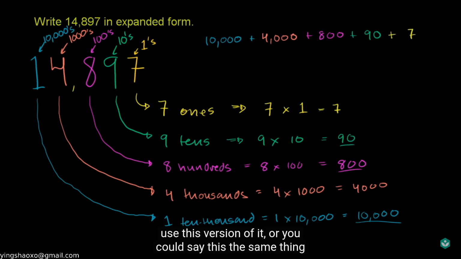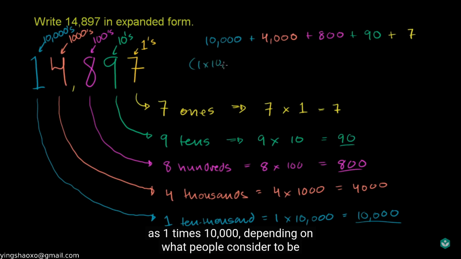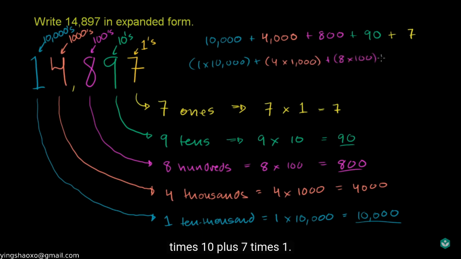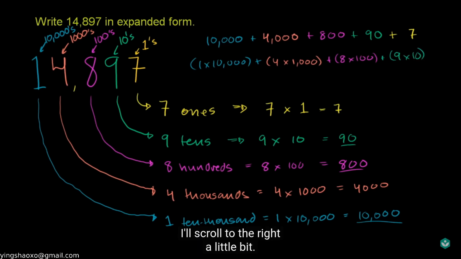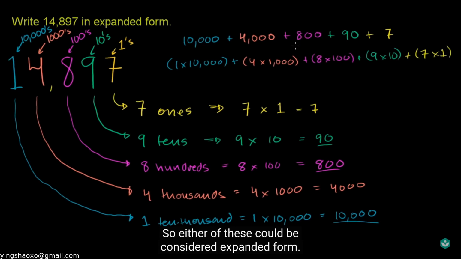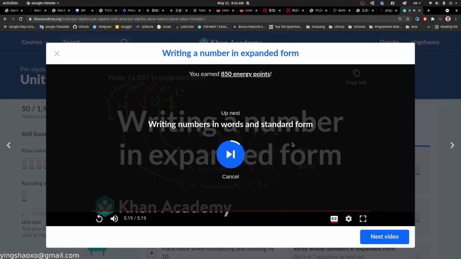Or you could say this is the same thing as 1 times 10,000, depending on what people consider to be expanded form, plus 4 times 1,000, plus 8 times 100, plus 9 times 10, plus 7 times 1. So either of these could be considered expanded form.